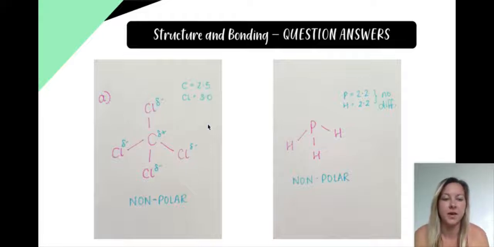B, we have phosphorus and hydrogen, so 3 hydrogens and 1 phosphorus. Both of these elements have the exact same electronegativity of 2.2. So if there's no difference in electronegativity, we have non-polar bonds, and therefore we have a non-polar molecule.